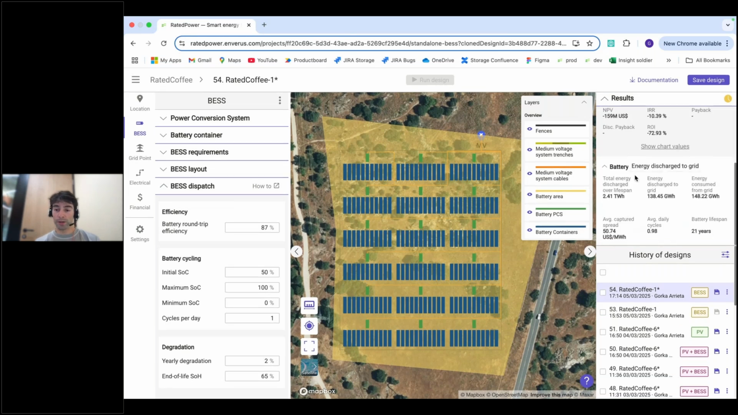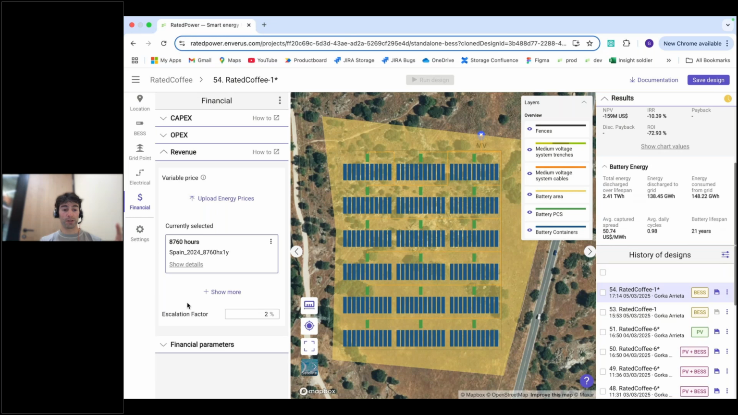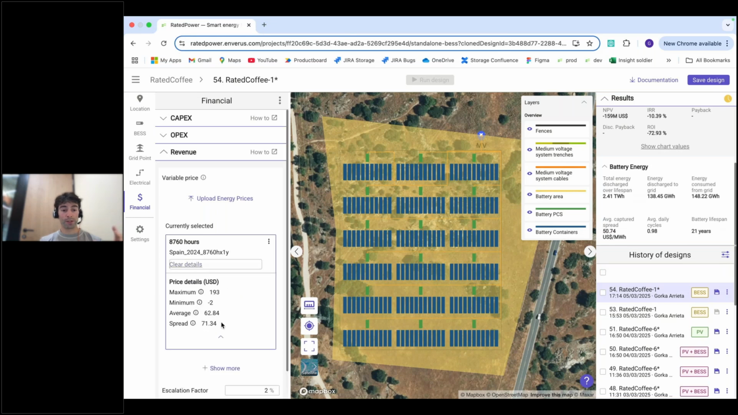But the important part here is the battery energy, where you can see the total energy discharge over the lifespan of the battery. You can see the discharge to grid in a year, how much energy you've consumed, the average capture spread. This is a good one because you can see that spread that we spoke about at the start, which you can see here, which is 71.